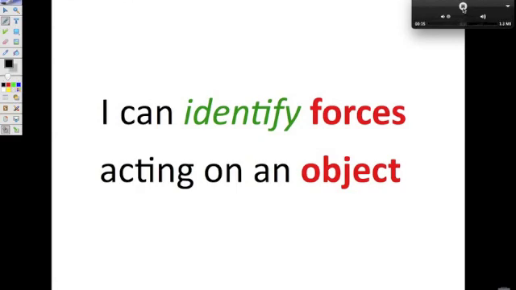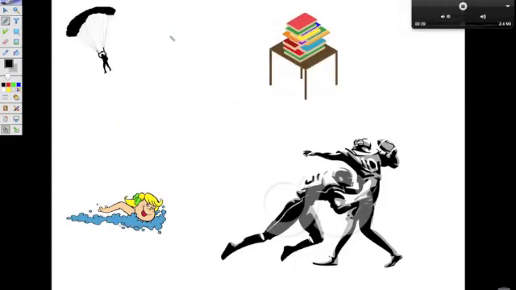Our next success criteria is I can identify forces acting on an object. This is the approaching level of understanding of Learning Target 2.1. So let's begin. What does this mean to identify forces acting on an object? Well, simply stated, you just have to be able to identify which forces are acting on an object and which way they're acting. So we're just going to do a couple examples here. The first one is a parachuter.